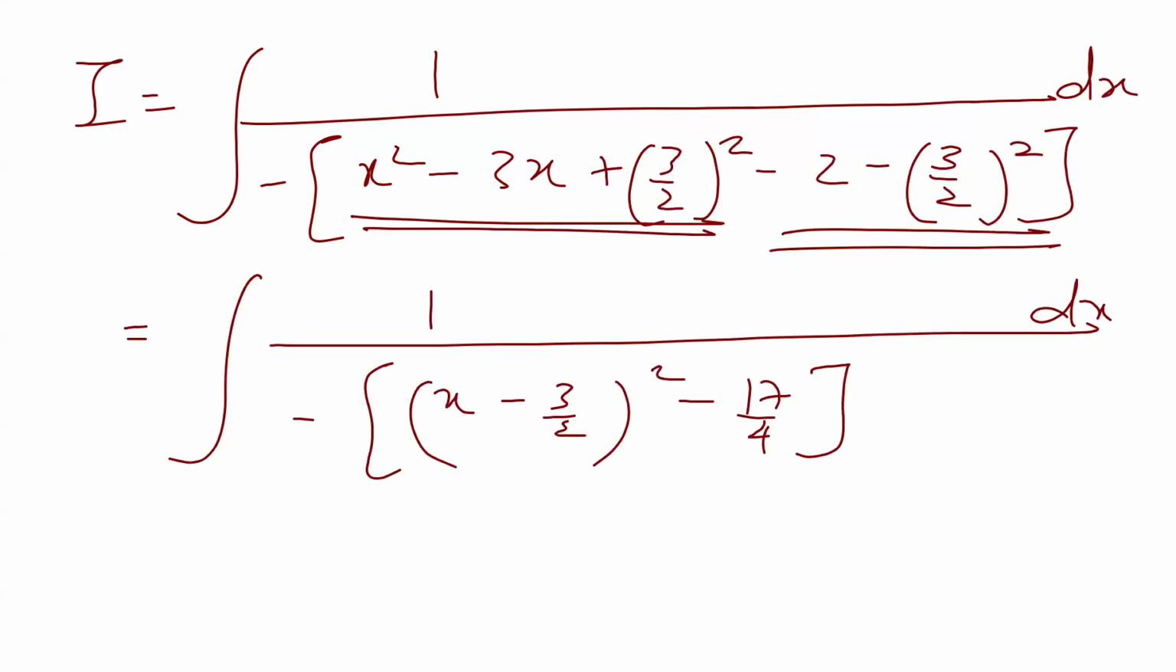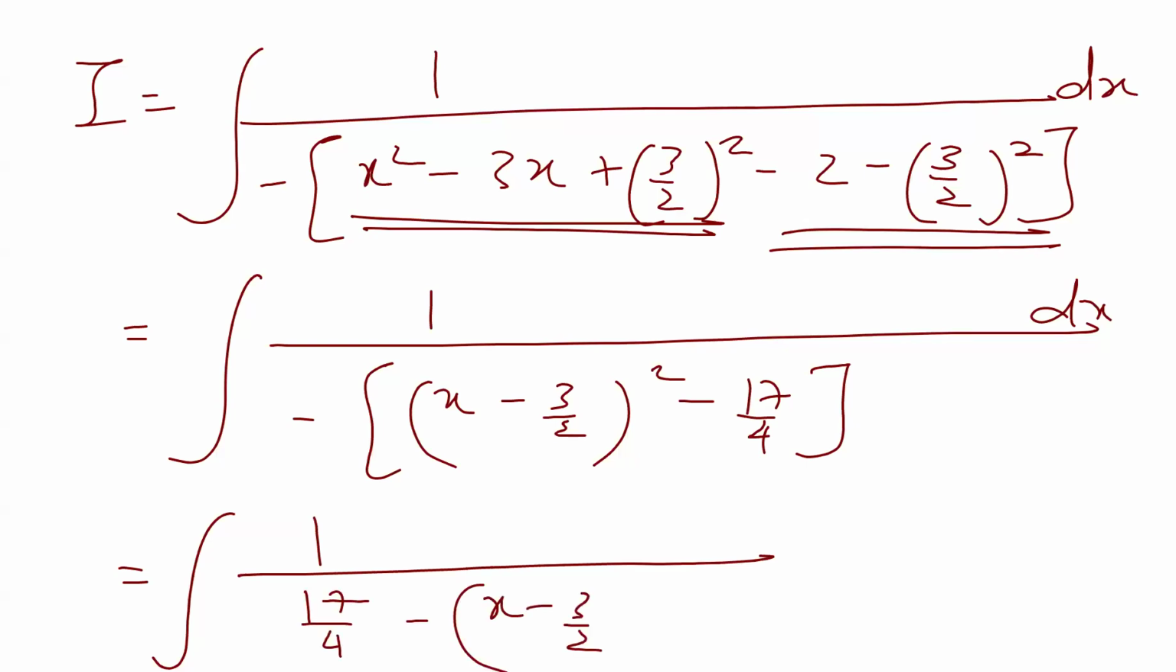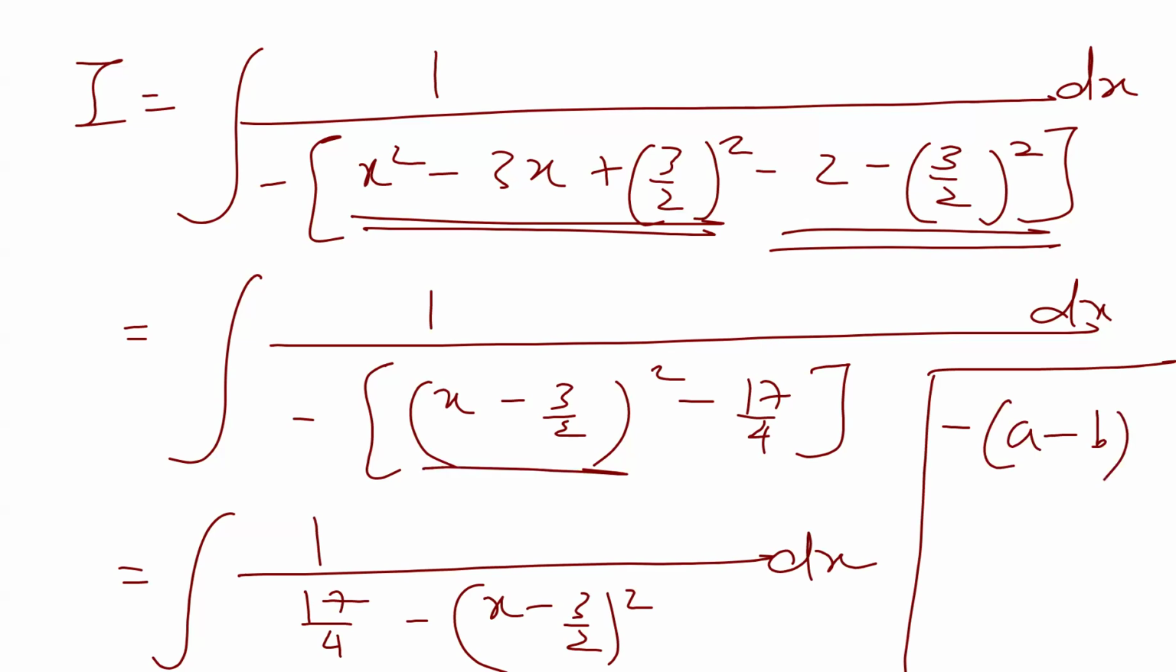Now we have to manage the minus sign which is outside. So we'll try to work on it. So this is equal to 17 by 4 minus x minus 3 by 2 the whole square. See, minus of a minus b. So this is a, this is b, is equal to b minus a. You can reverse it. Fine. Now 17 by 4, you express it as a perfect square.